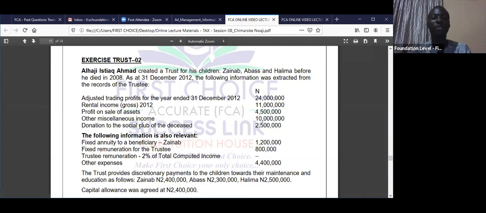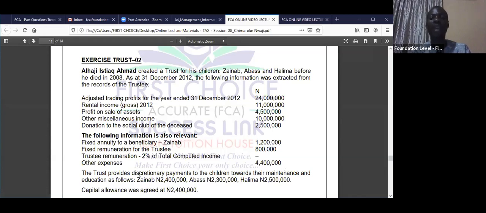Donation to the social club of the deceased. This is not an income now. Donation is an expense. Now, donation, is it allowable or not allowable? We'll find out. We look at the fixed annuity. Of course, it's going to be allowable. Fixed remuneration, it's allowable. Trustees remuneration, we say 2% of the total income. Sorry, it's supposed to be total income here, not total computed income. Okay. Now, other expenses is 4.4 million.